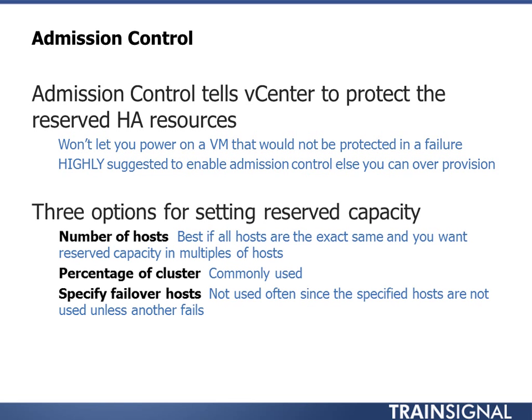There are 3 options for setting reserved capacity. You can do number of hosts, best if all hosts are the exact same, and you want reserved capacity on multiple hosts. Percentage of cluster is commonly used. You basically specify a percentage. So if it's a 10 node cluster, you may do 10%. You may do 20%, whatever you want, but it's a percentage, not a number of hosts.